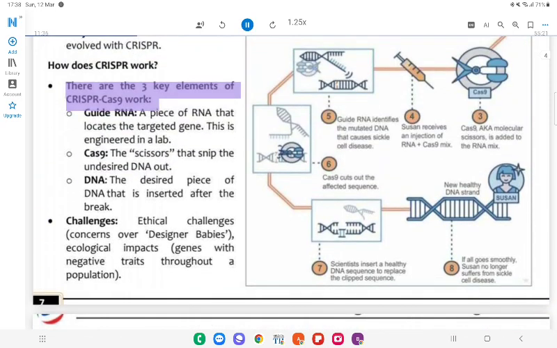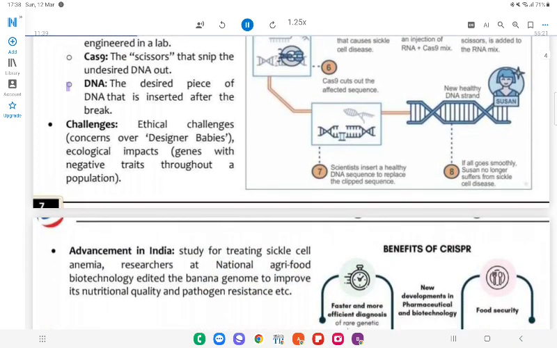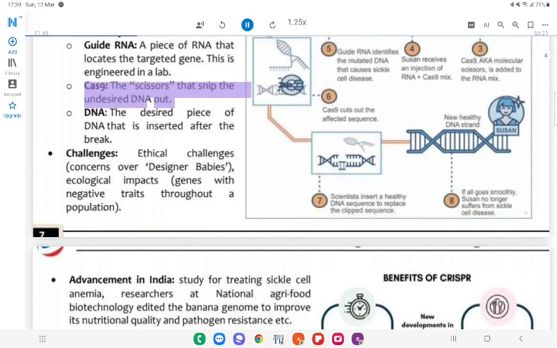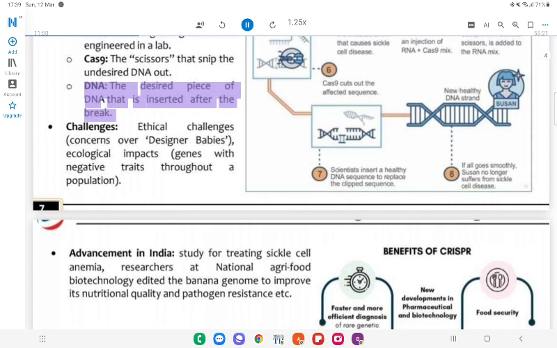There are three key elements of CRISPR-Cas9 work. Guide RNA, a piece of RNA that locates the targeted gene. This is engineered in a lab. Cas9, the scissors that snip the undesired DNA out. DNA, the desired piece of DNA that is inserted after the break.